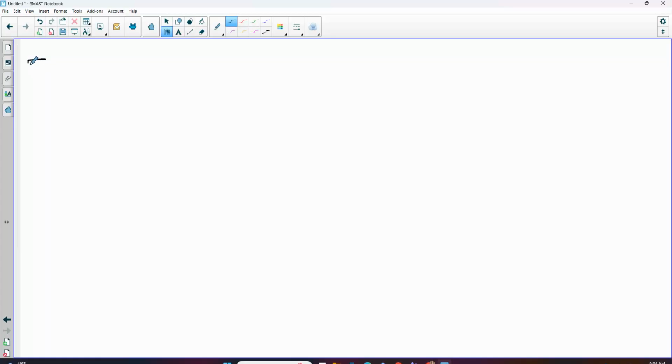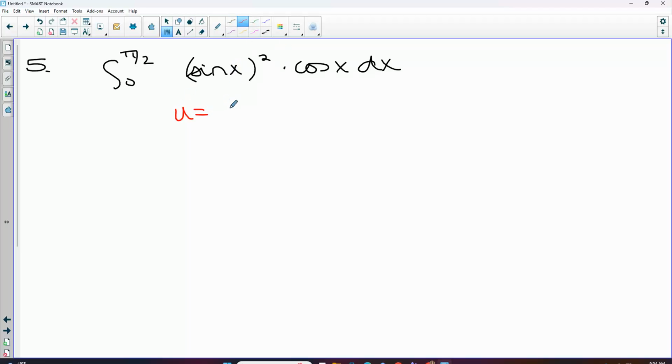Next one. We're going from 0 to pi over 2. Sine squared x, if you need to rewrite that, means sine of x squared. Again, I have a product because I have sine x times cosine x, so we have to do u. U is the inside. If you rewrite that sine squared as sine of x squared, we can see that sine x is the inside. Du, what is the derivative of sine? Derivative is just regular cosine. So this part will become my du. This part is my u.